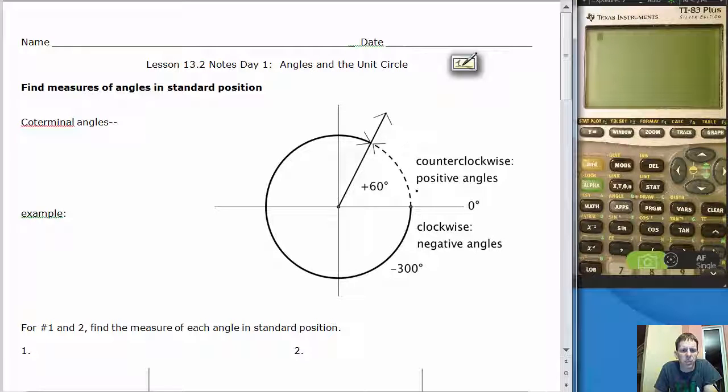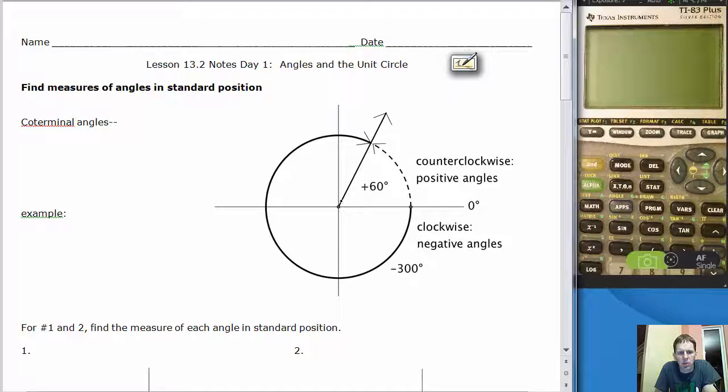angles in standard position. When you're measuring angles, there's two options. One is to measure an angle if we consider 0 degrees to be right along this right side of this horizontal axis here. If you measure angles going in a counterclockwise direction, that's considered to be a positive direction, going this way. So this angle here would be measured as 60 degrees.